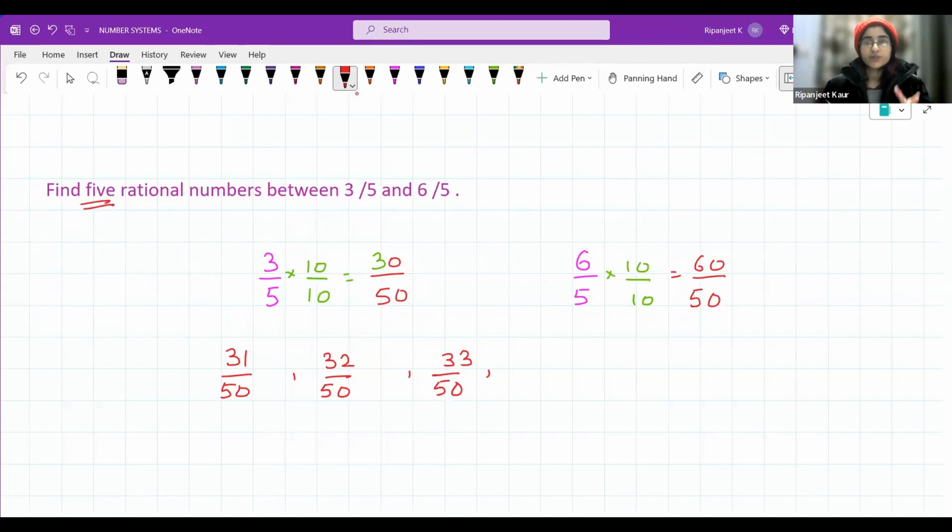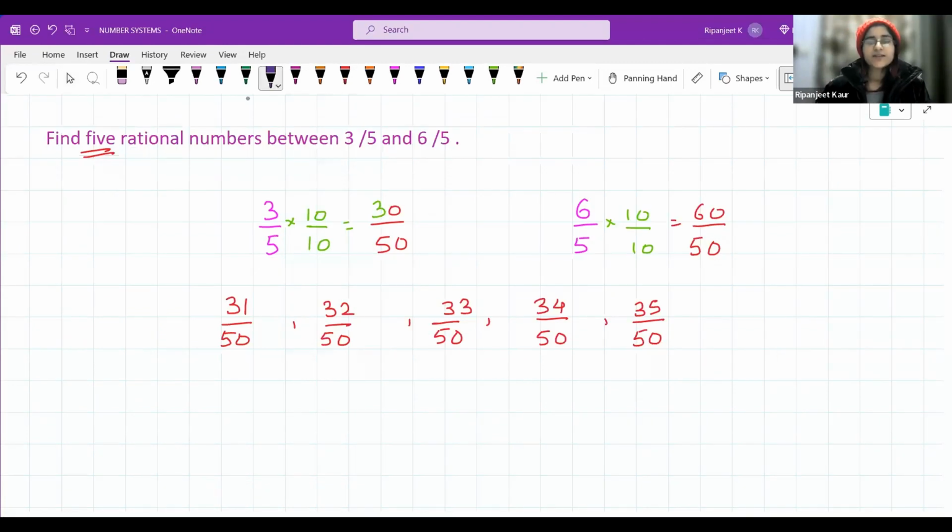Over 50, and how many do we have to find? They're saying 5, but we can even have more than 5, right? So 34/50, 35/50, like so we can take. What if you don't want to go with 10? Well, you can even multiply and divide by 100. Do you want to see how? Okay, let us go a little deeper into this.